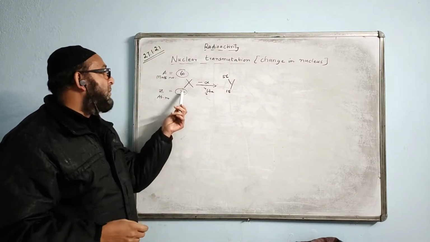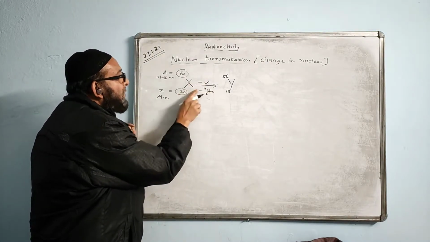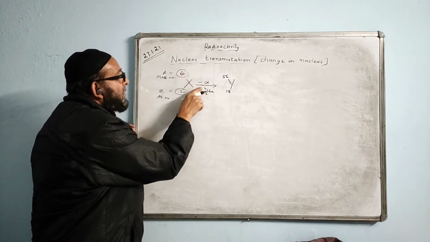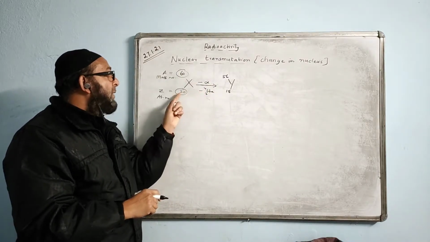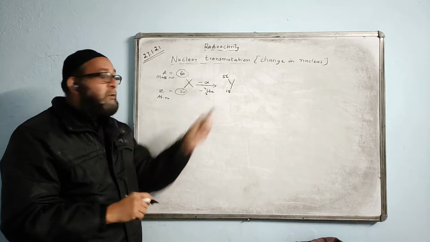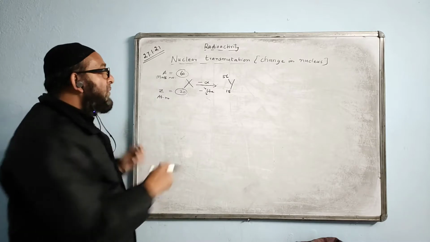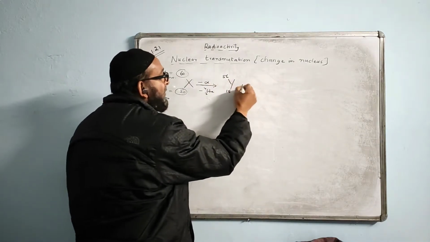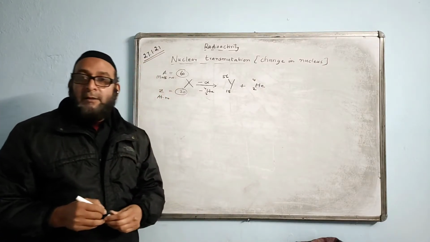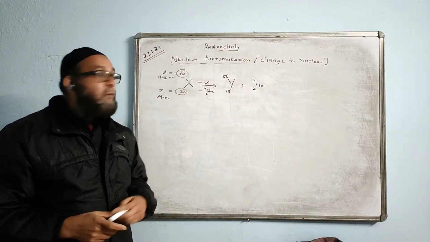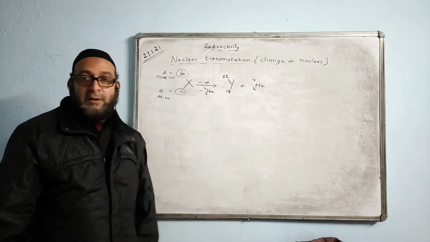So the mass number will decrease by 4 and the atomic number will decrease by 2. That is the right answer. The entire reaction will be shown like this, with plus helium 2 and 4. If they ask you to write the nuclear reaction for the nucleus X where it emits an alpha particle, the entire nuclear reaction will be written like this.